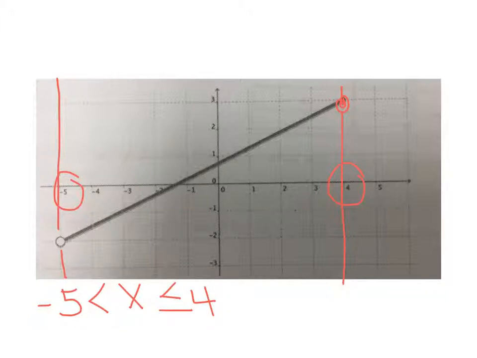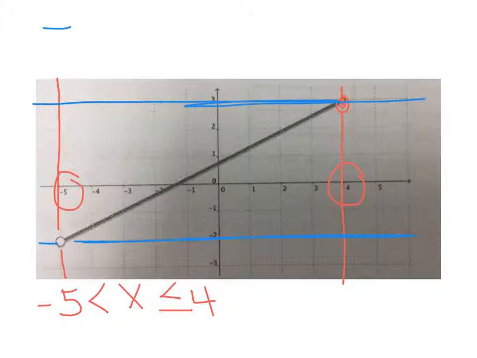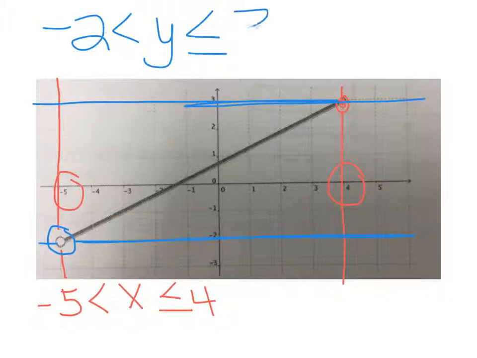Now if we do our range, it's up and down, so we're going to do the up and down. So I start down here at negative 2, and I go up here to 3. So my range starts at negative 2, and again, this circle right here is open, so it's just going to be less than y, and then less than or equal to 3.